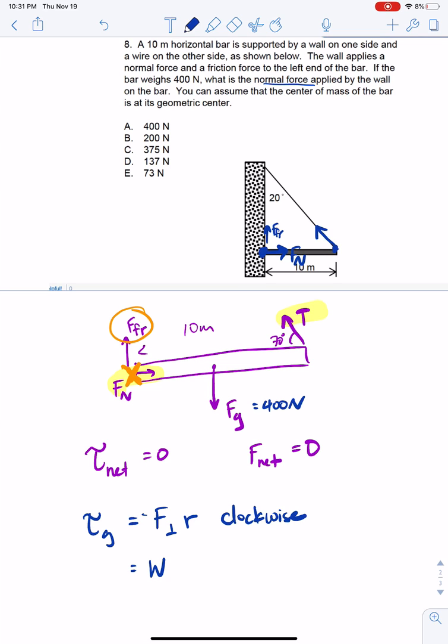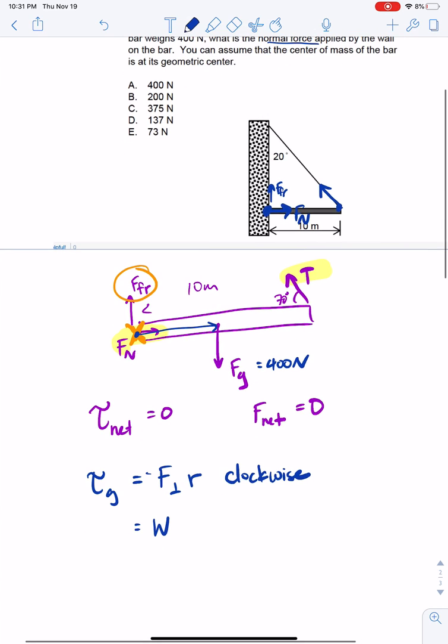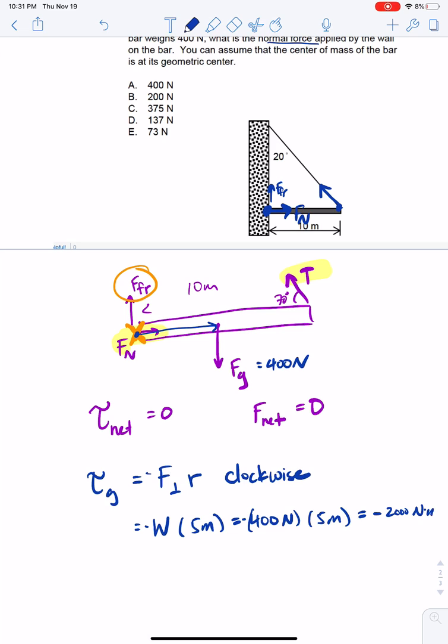And then the radius here is the distance from this axis of rotation to that point, which is half of the length of the bar. So that's going to be that weight times 5 meters. So that's going to be 400 newtons times 5 meters, which is negative 2,000 Newton meters.